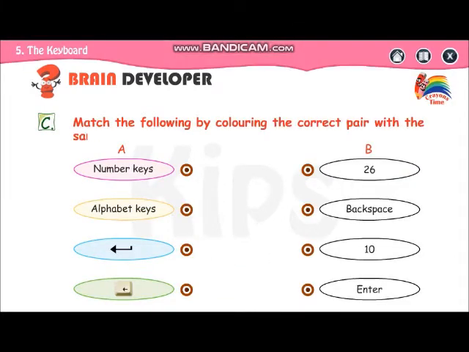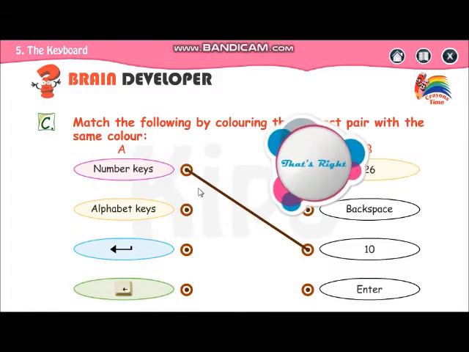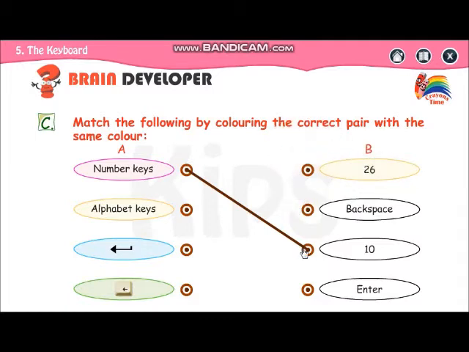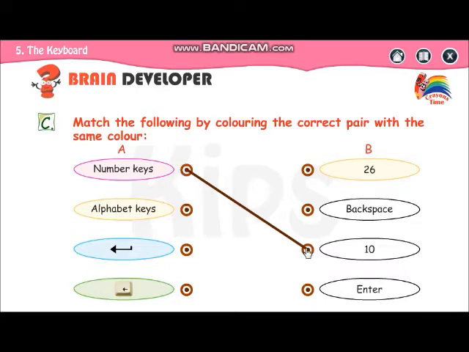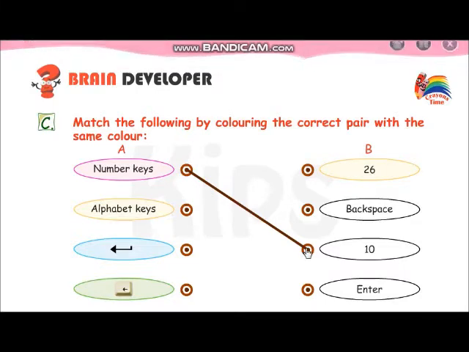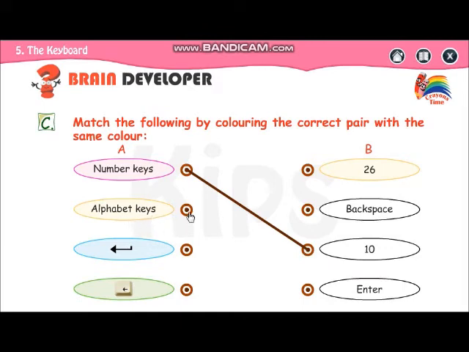Now we have to match the following by coloring the correct pair with the same color. You need your crayons for the same color. I am matching here like number keys. So how many number keys are there? 10. See, एकदम स्ट्रेट लाइन आई और ये ऐसी स्ट्रेट लाइन कैसे आएगी आपकी? बाय यूजिंग योर स्केल. यहाँ और यहाँ स्केल रखेंगे, फिर लाइन आप ड्रॉ करेंगे. ओके. Alphabet keys. How many alphabet keys are there? 26. Keep the scale between your alphabet and 26 and draw the straight line.